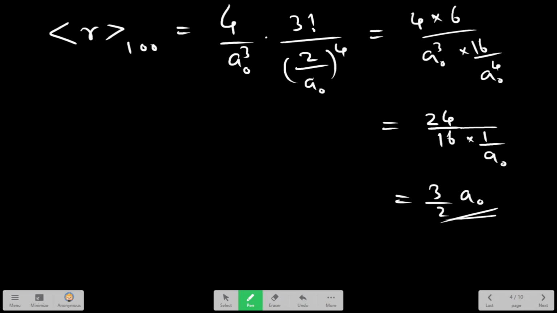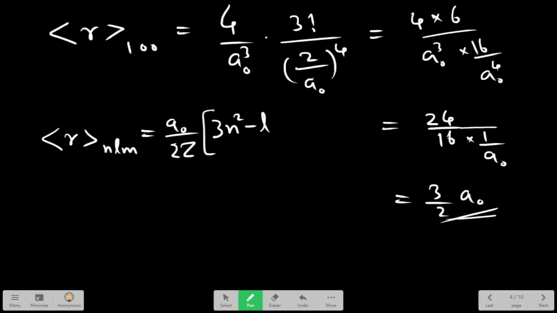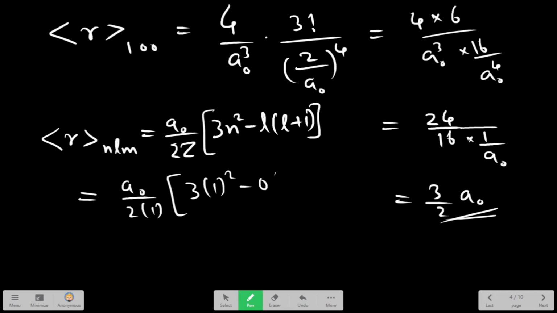To calculate the expectation value of R in the state NLM, we have an already developed formula, which is A naught divided by 2Z times [3n square minus L into L plus 1]. If you use this, you will get the answer very directly in a minute. Z is 1 for the hydrogen atom and n is given to be 1, so 3 into 1 square minus L, which is 0, into 0 plus 1. Using this formula also you can calculate the expectation value of R in the NLM state.